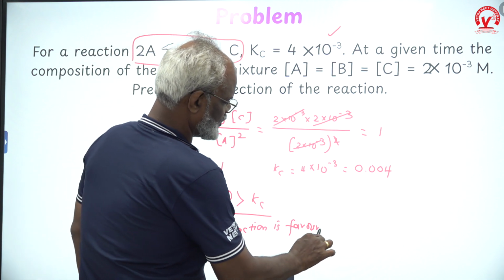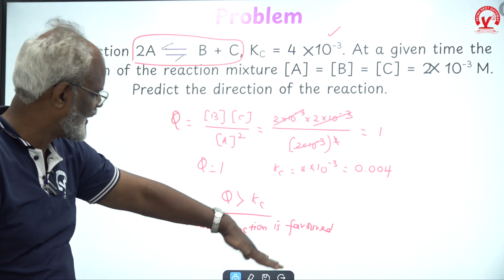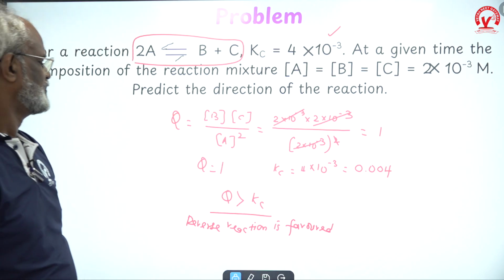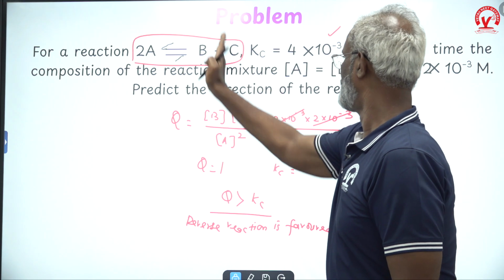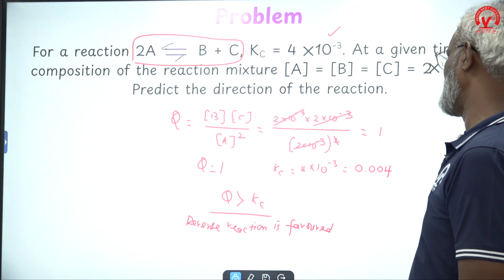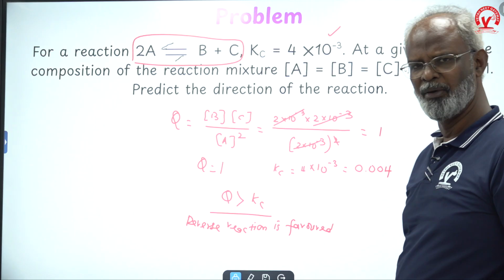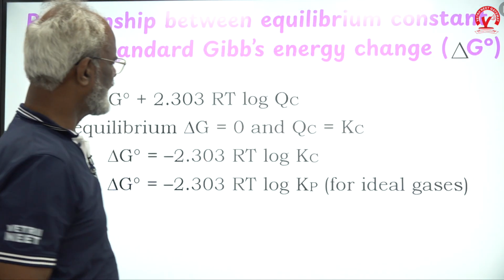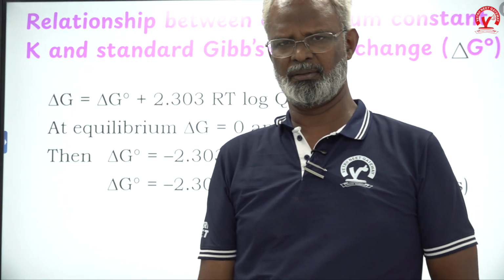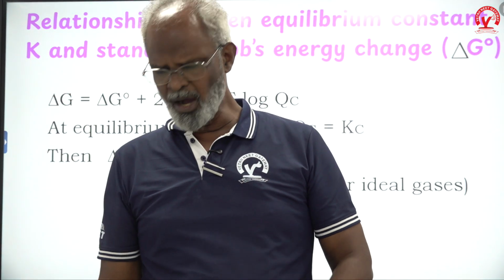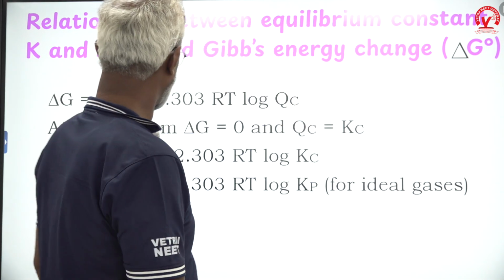So the Q value is more. To attain equilibrium, the Q value has to reduce towards Kc. Therefore, the reverse reaction will be favored, so more A should be formed from B and C. I believe you have understood this example. Next we have to study Gibbs energy change. What is the relation of Gibbs energy change with the equilibrium constant?